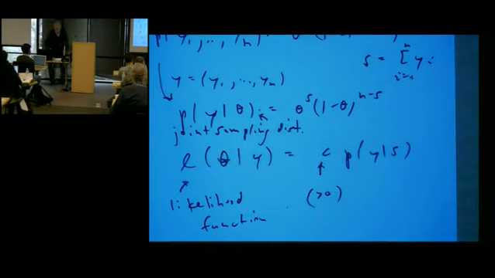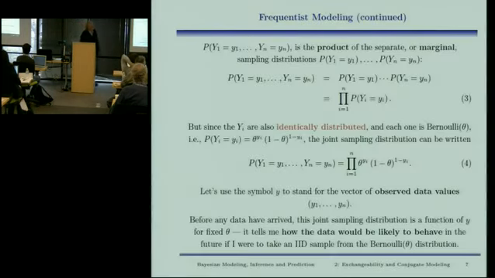So catching up with this stuff on the screens here and getting back to the right screen, the joint sampling distribution is the product of the marginals, and since they're also identically distributed, the joint sampling distribution has that form there. I'm going to use the symbol little y to stand for the vector of observed data values. And this is Fisher's little trick. Before the data have arrived, I can think of this as a function of y for fixed theta, because it tells me how the data would be likely to behave in the future if I were to take an IID sample from that Bernoulli distribution.